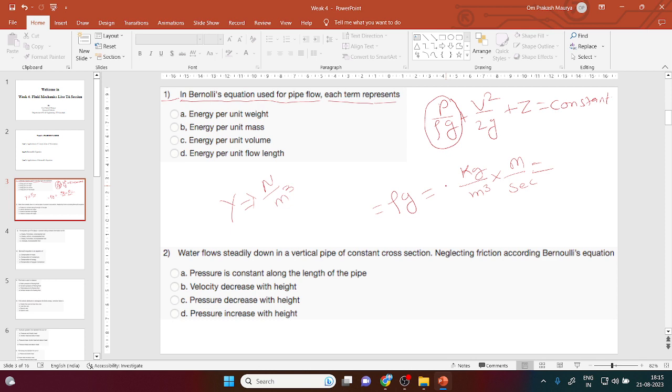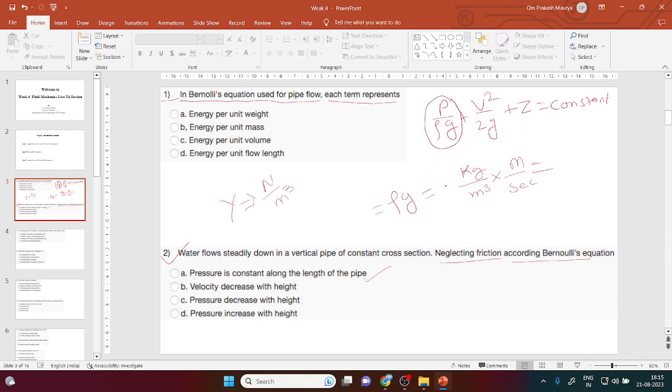And question 2 is: water flows steadily down in a vertical pipe of constant cross section, neglecting the friction. According to the Bernoulli equation, which option is correct? Option A is the pressure is constant along the length of the pipe, B velocity decreases with height, C pressure decreases with height, and D pressure increases with height.